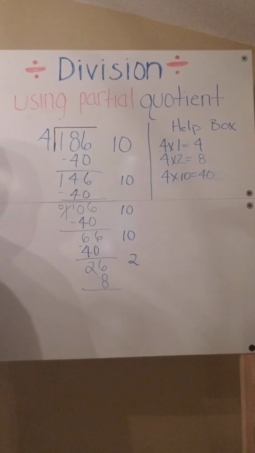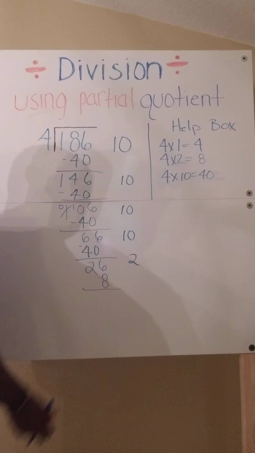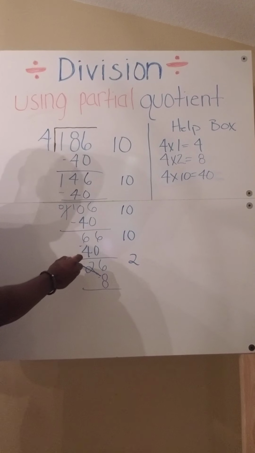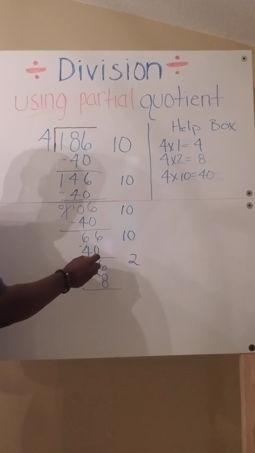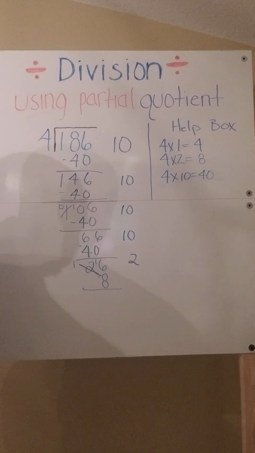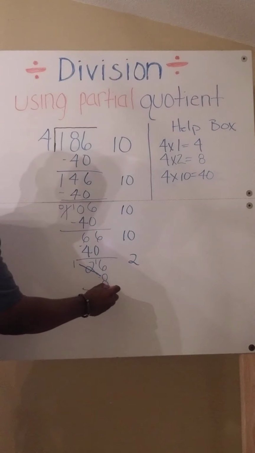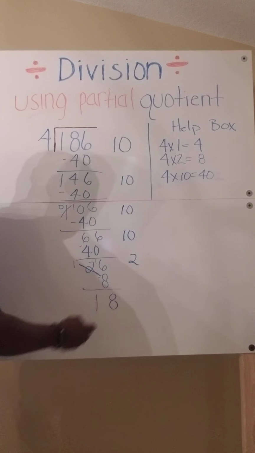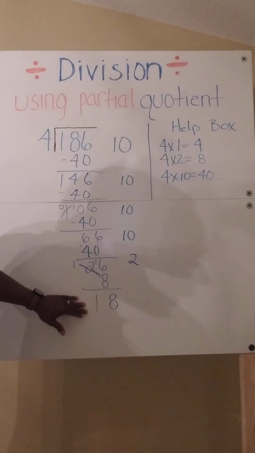All right. I can't take 6 from 8. I need to regroup. From the tens place, that's going to be a 1, that's going to be a 16. 16 take away 8 will give me 8. And I bring my 1 down. All right? We're getting there, parents. Don't worry, we're getting there.